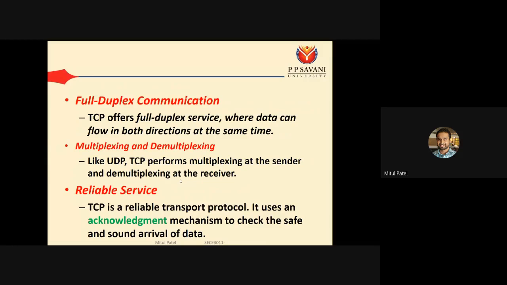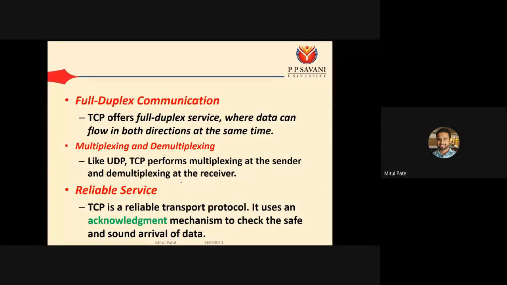It is a full duplex communication. That means data can flow in both directions at the same time. It supports multiplexing and demultiplexing. That means if multiple processes want to use the TCP protocol, then we require multiplexing at the sending side and demultiplexing at the receiving side.